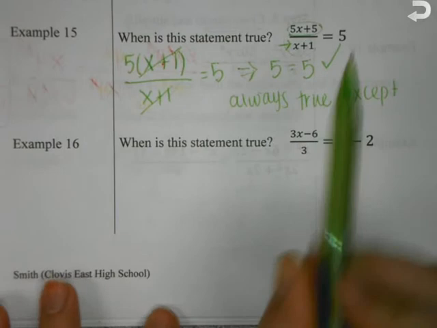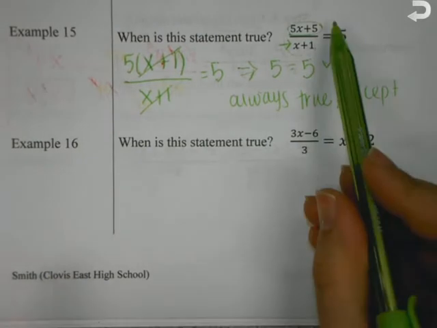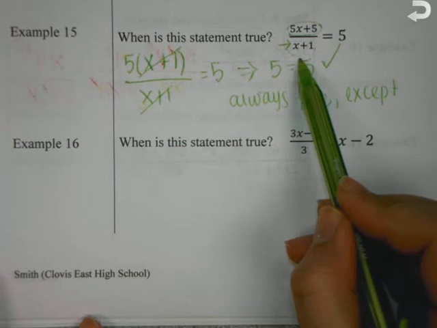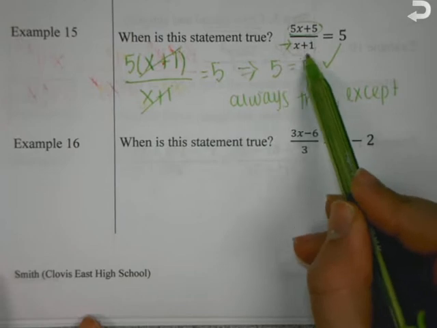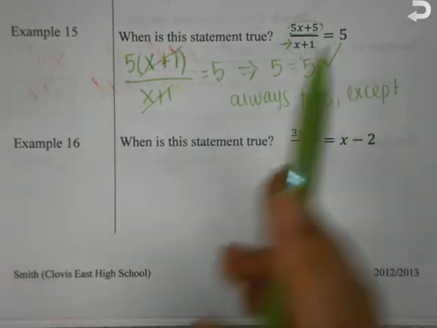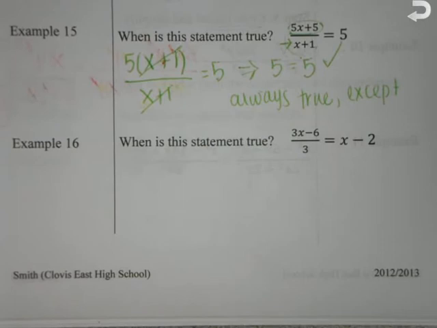What is never allowed in the denominator? Zero. You are not allowed to have a zero, but right now we're working with zeros. What makes the denominator 0? Negative 1. So we have to say it is always true, except x cannot equal negative 1. So you have to include that exception right there.